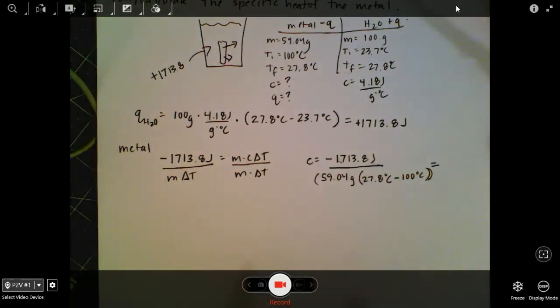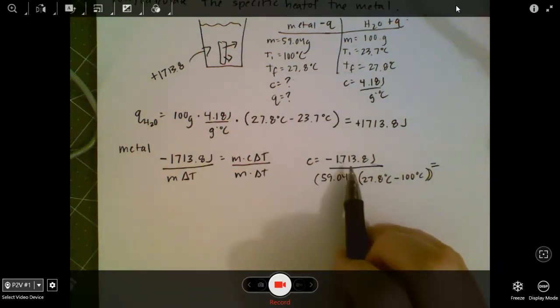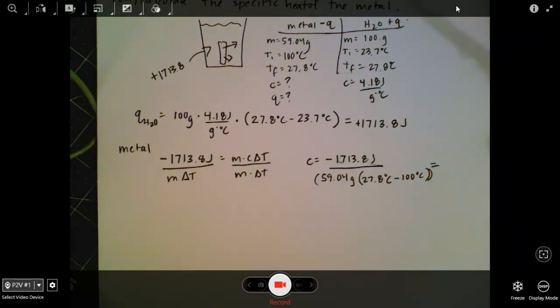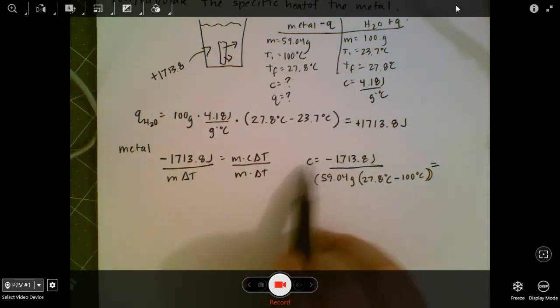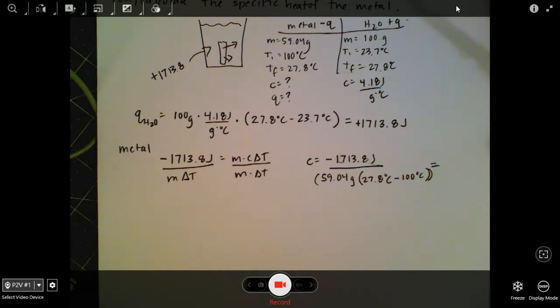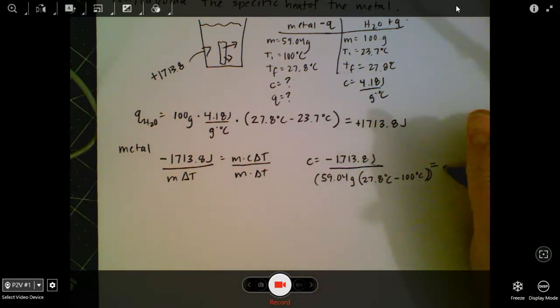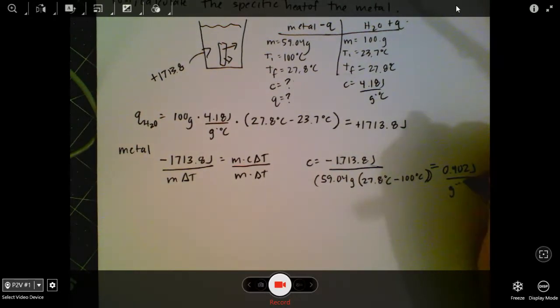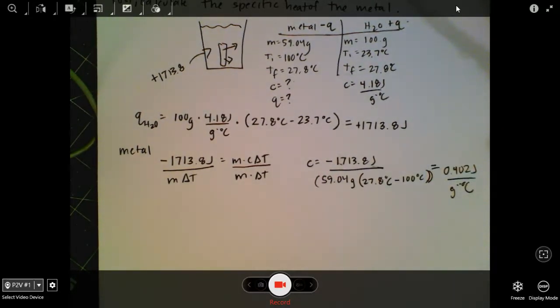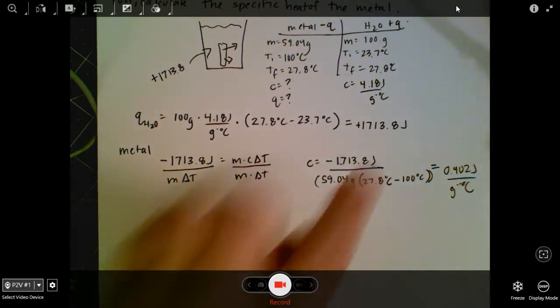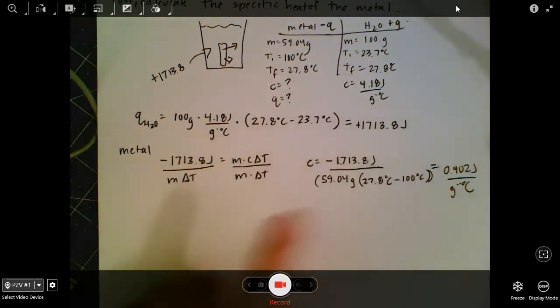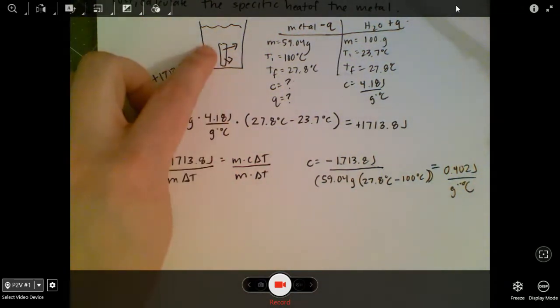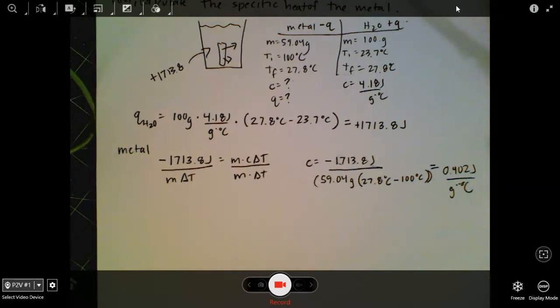So when I put this into my calculator and I solve, I'm going to do negative 1,713.8 divided by these two numbers here, and then I end up getting a specific heat of 0.402 joules per gram degree Celsius. So like I said, we can use what happens in the water to figure out what's going on in the metal, because I cannot stick a thermometer into a solid piece of metal. It's not happening, but I can use the water as a proxy to make that happen.